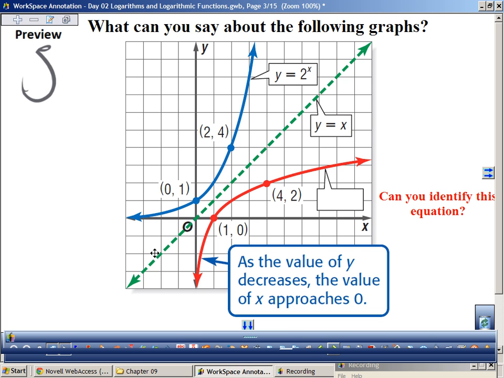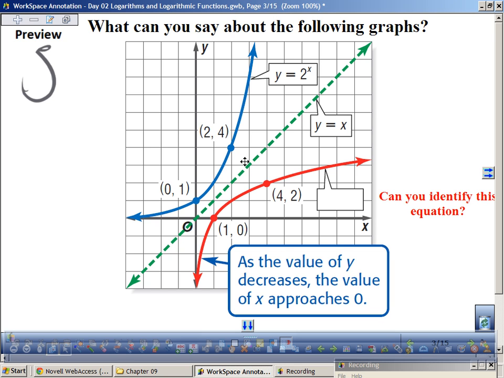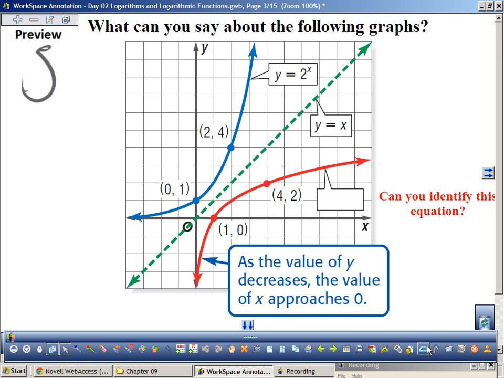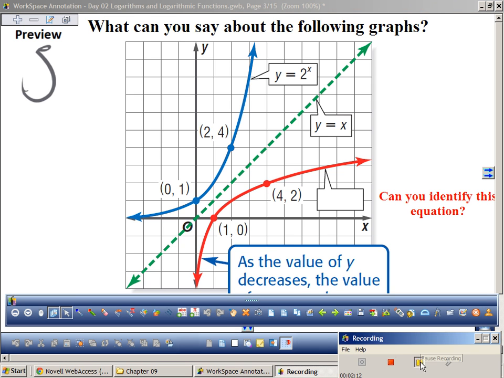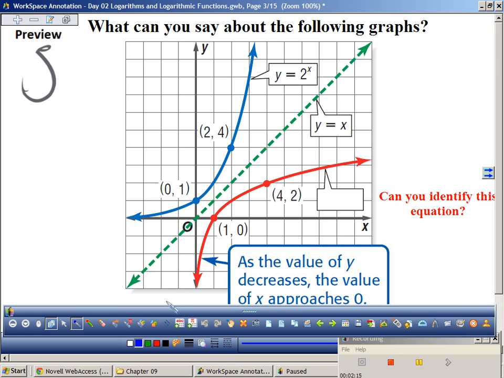All right, what can you say about the following graph? So take a look at this, discuss with each other. We've got a lot of stuff going on up here. I want to start piecing it apart, okay? So, who's got something for me? Good. This one is reflected over.